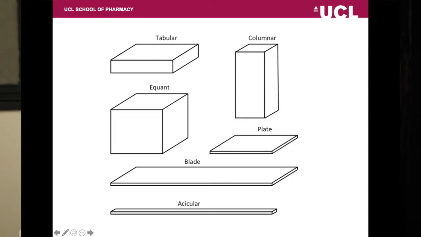Surprisingly, given the number of unit cells, there aren't actually that many habits that a crystal can grow into: 6, and they're defined by the USP. So on the screen you can see 6 different shapes, starting at the top left: tabular, columnar, which is a fancy way of saying column; equant, which is a fancy way of saying cube; plate, that's not a fancy way of saying anything, it's just a plate; blade; and acicular. Okay, so those are the macroscopic shapes that you might see if you look at crystals under a microscope.